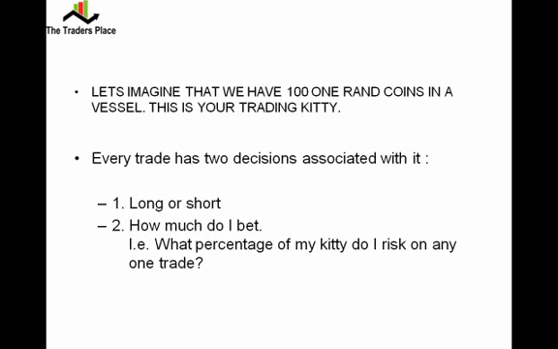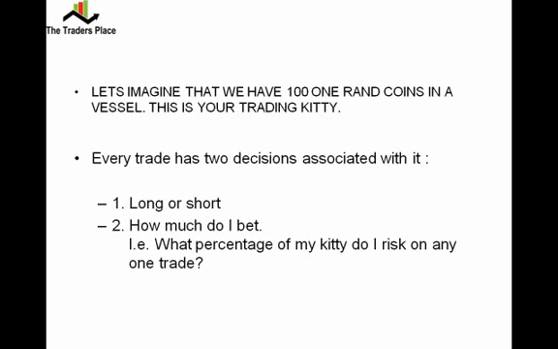So let's imagine that we have 100 1-rand coins in a jar, and that's your trading kitty. Every trade has two decisions associated with it. You can go long or you can go short. The second question is, how much do I bet? In other words, what percentage of my kitty do I risk on any one trade?